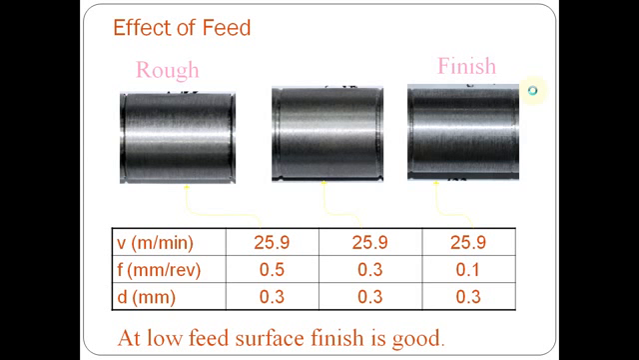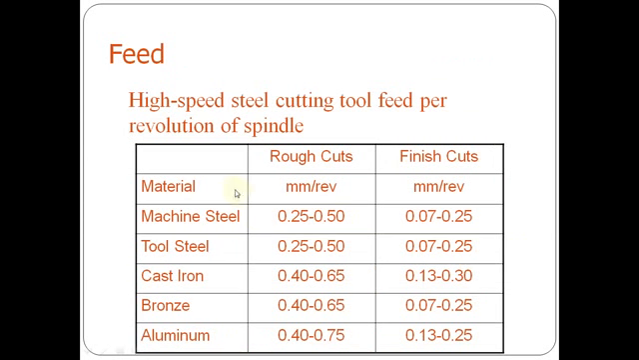So this represents the effect of changing the feed values. The lower the feed, the better the surface finish will be. So the nature of the material and the kind of cuts will decide the selection of an appropriate feed for machining. A proper combination of tool material and workpiece material, with the kind of cut, will decide the appropriate feed to get a better surface finish.